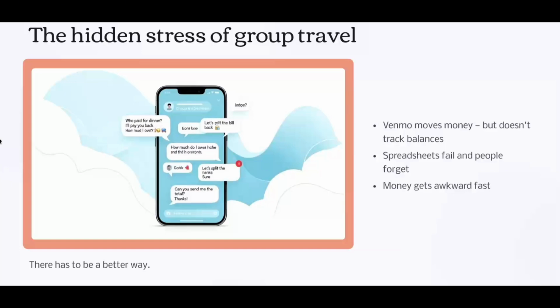TripSplit is different because it's built specifically for travel. Every expense lives inside a trip, and the math happens automatically. At any point, everyone in the group can see exactly where they stand. No awkward conversations, no spreadsheets, no guessing.